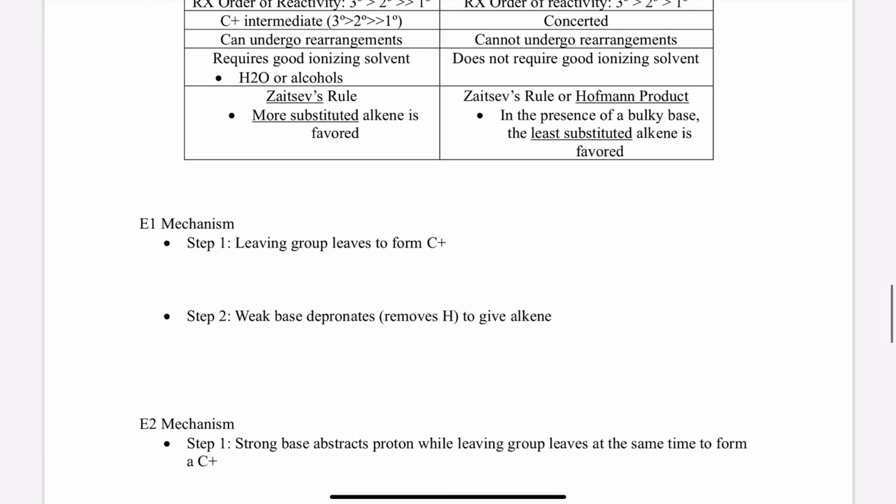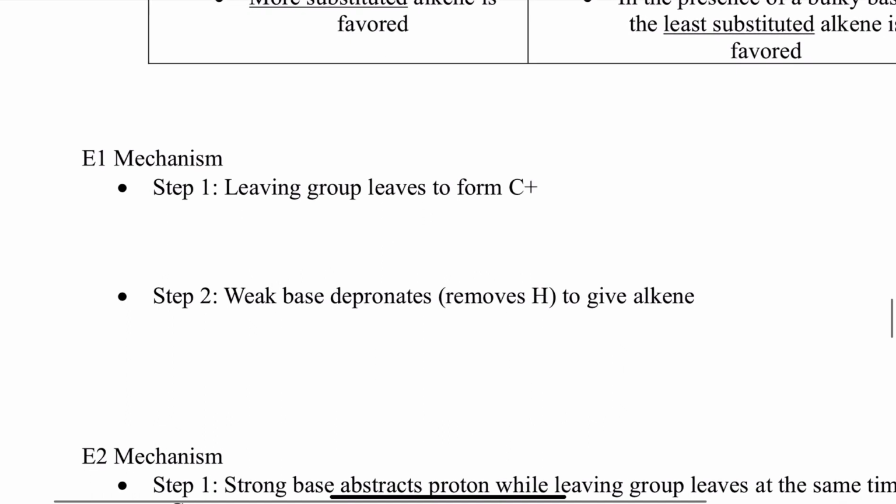So let's go on ahead and jump into the mechanism for E1 reactions. So the first step is our leaving group is going to leave and our carbocation is going to form through ionization. So what if I had tert-butyl chloride and I am going to react it with ethanol.